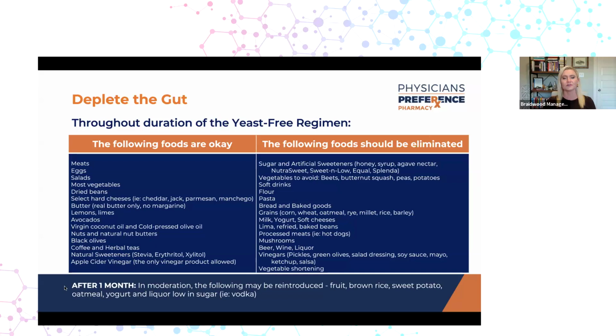Again, this is usually between 1 and 3 months of treatment. Month 1 is where the most restriction comes. So after month 1, after they have eliminated these foods and they're going forward with the treatment, in moderation, they can begin to reintroduce fruit and brown rice and sweet potato, oatmeal, yogurt, and then also alcohol again.